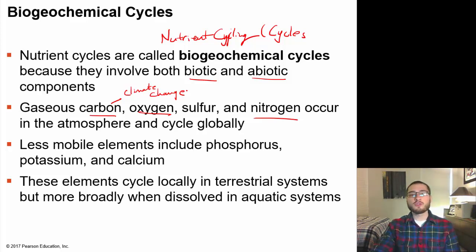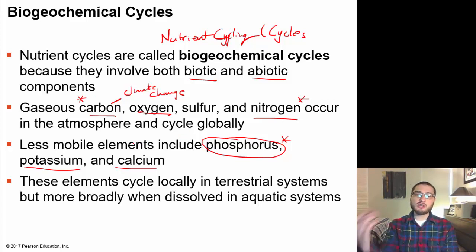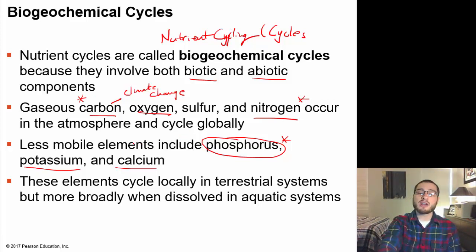Oxygen, obviously, we need oxygen. Sulfur is another gaseous agent that we look at. But the big ones that we talk about are carbon, oxygen, as well as nitrogen. Another big one also is phosphorus. Okay, this is a less mobile element, which also goes with potassium and calcium. But the big ones we talk about are phosphorus, nitrogen, and really ultimately, as much as oxygen is important, carbon now. So these elements cycle locally in terrestrial systems, but more broadly when dissolved in aquatic systems.